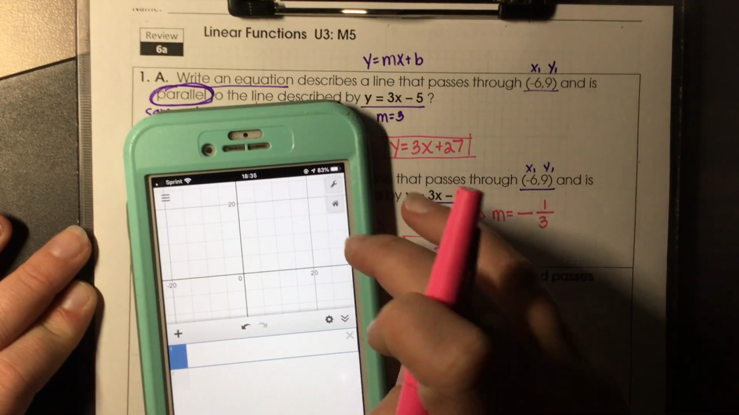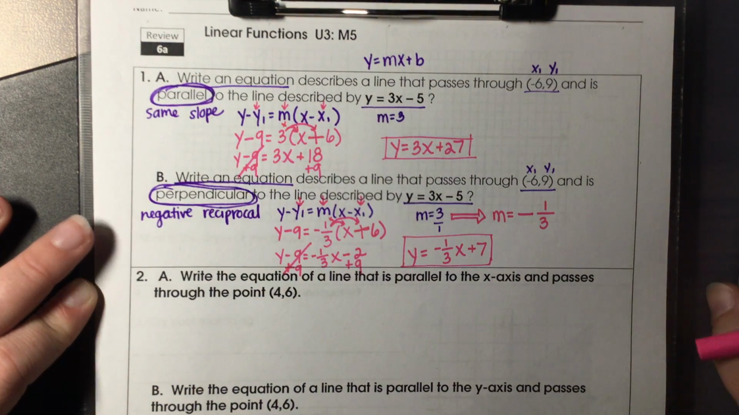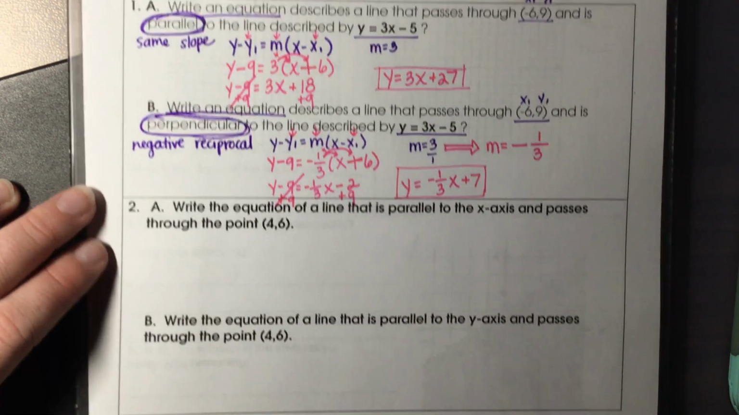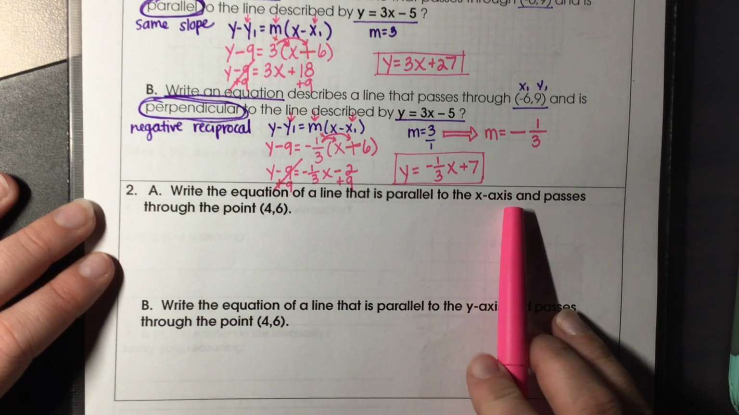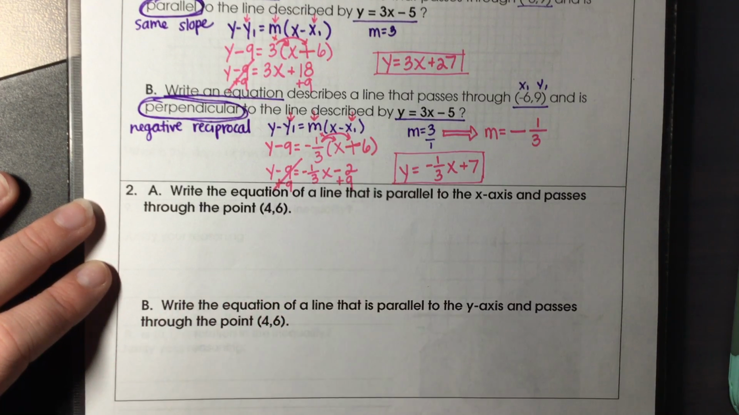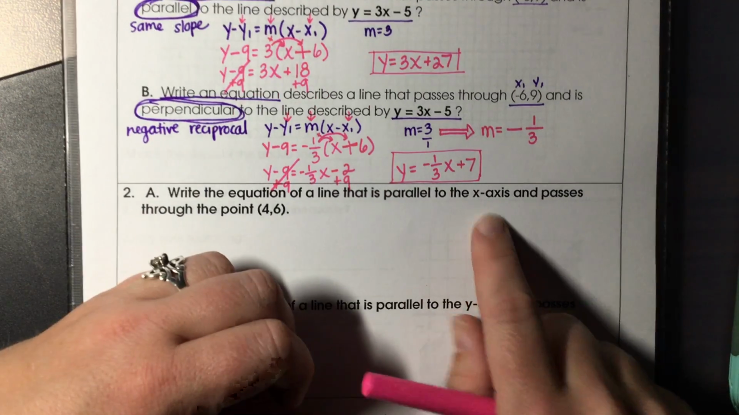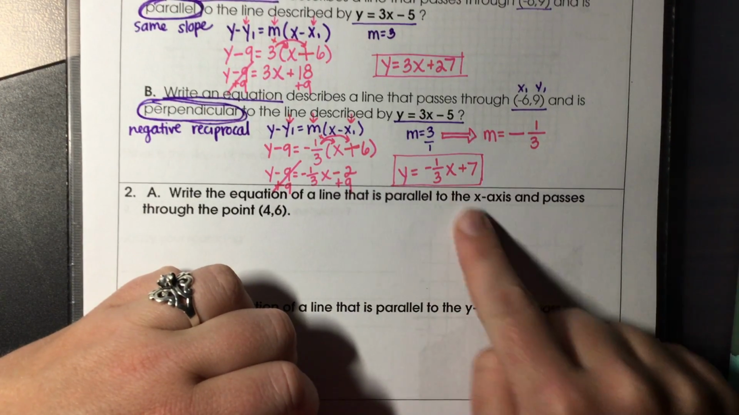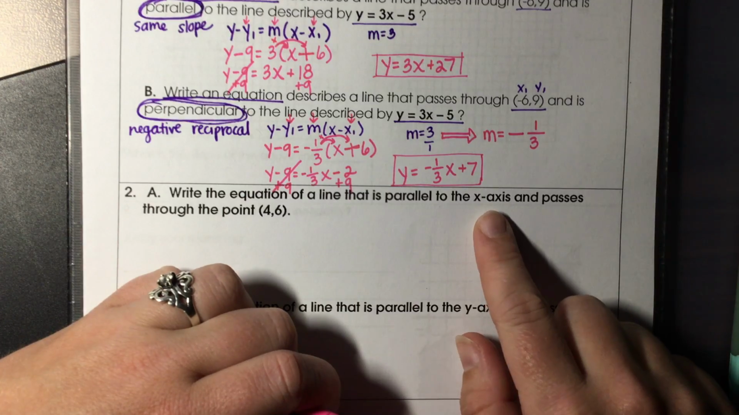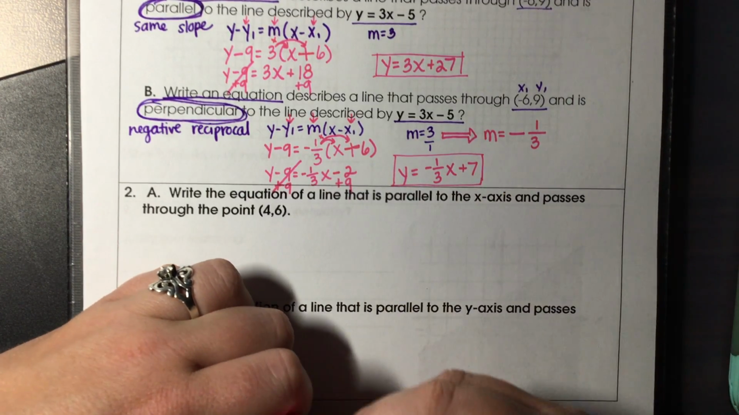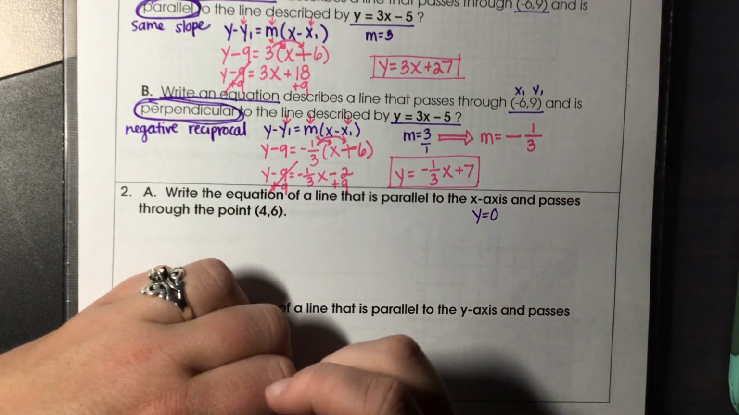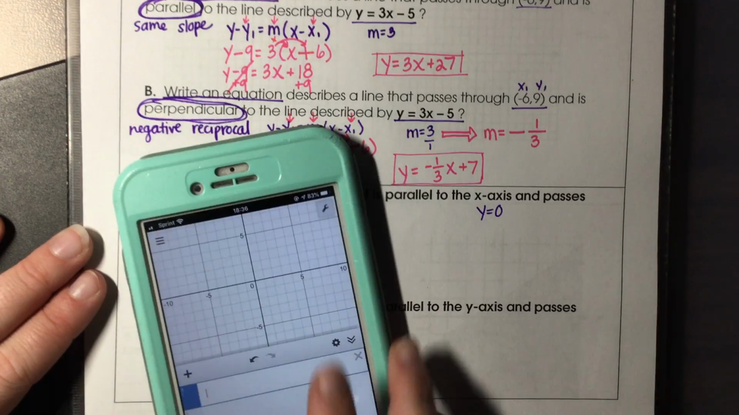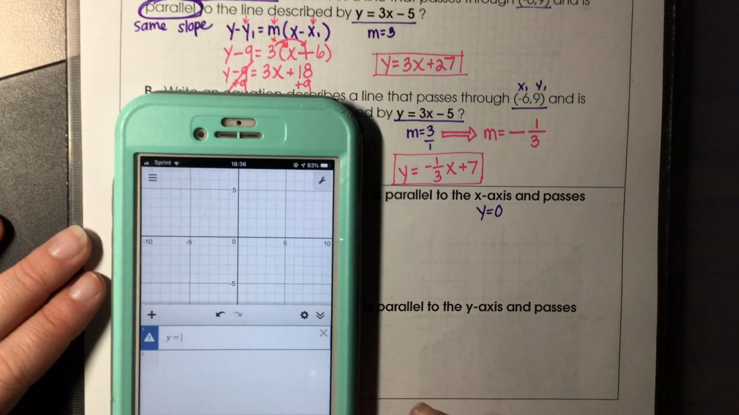All right, so now let's go ahead and talk about 2a. 2a says, write the equation of a line that is parallel to the x-axis and passes through the point 4, 6. Okay, so it's talking about the x-axis here. Whenever I'm using this, I've always got to do the opposite. So I know that the x-axis is going to be y equals 0, and I'll show you what I mean by that. If I plug this into my calculator here, I get y equals 0.